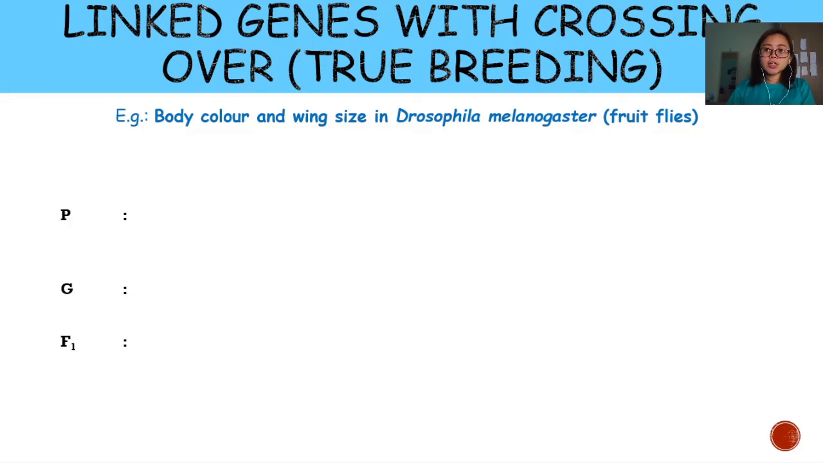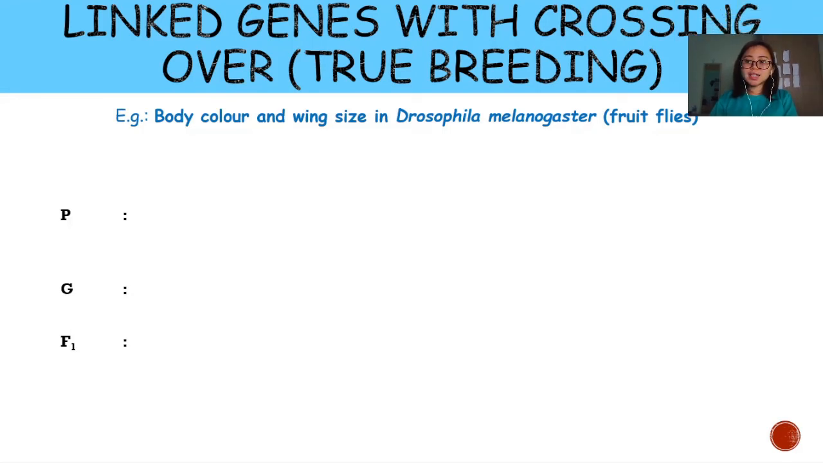Let us try to do a cross. Mari kita cuba buat cross untuk linked genes. Bersedia dengan kertas kamu lah untuk cuba-cuba try test. So we're going to try the example of body color and wing size in Drosophila.